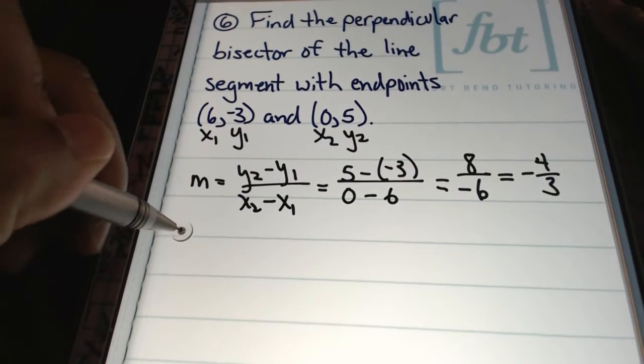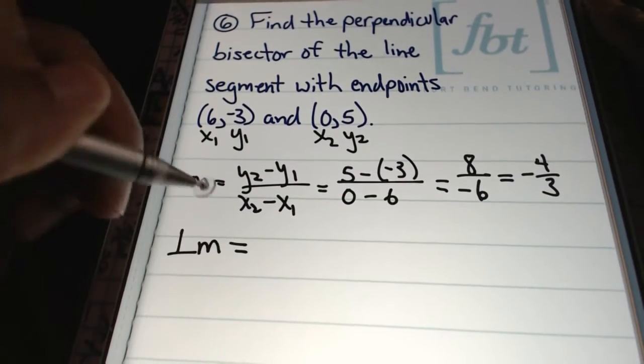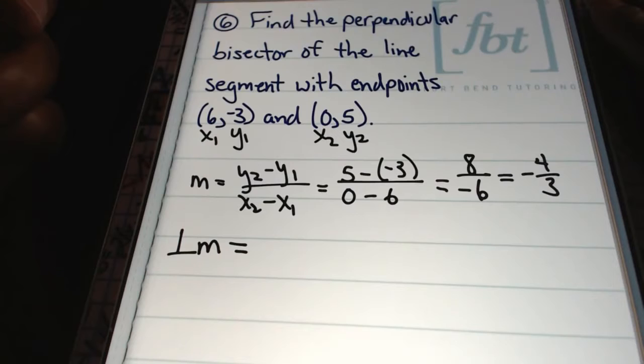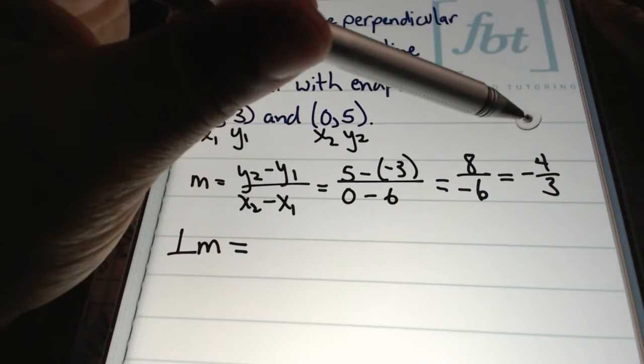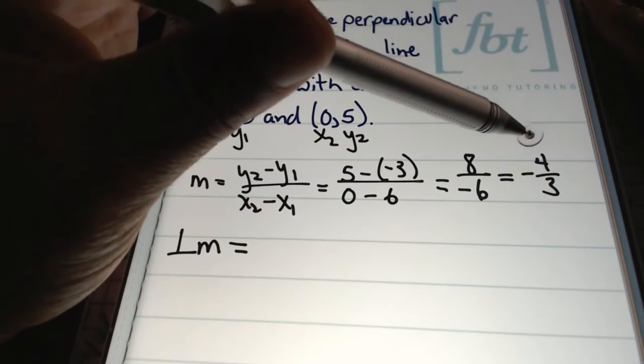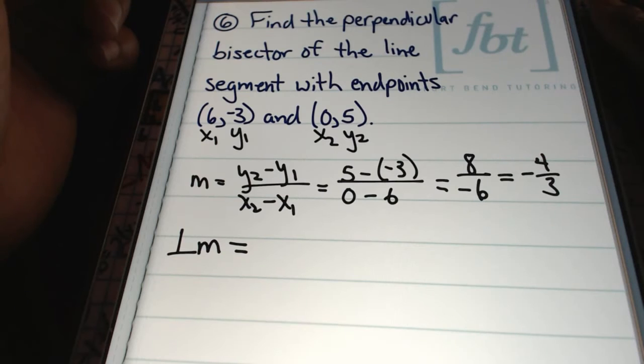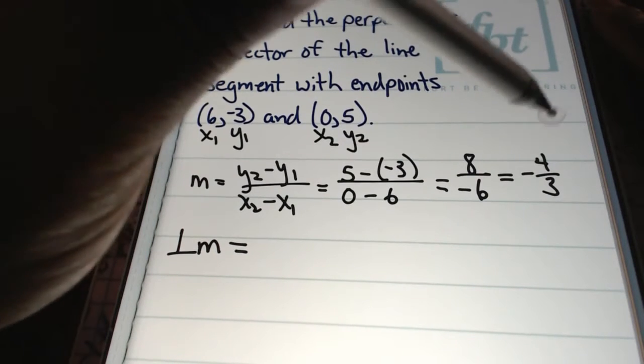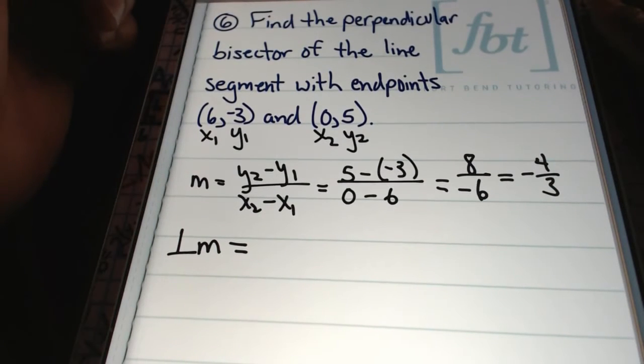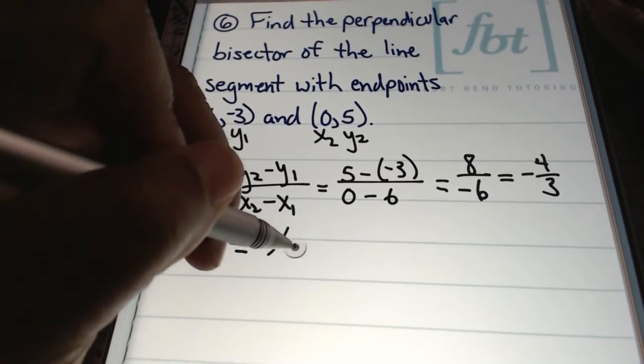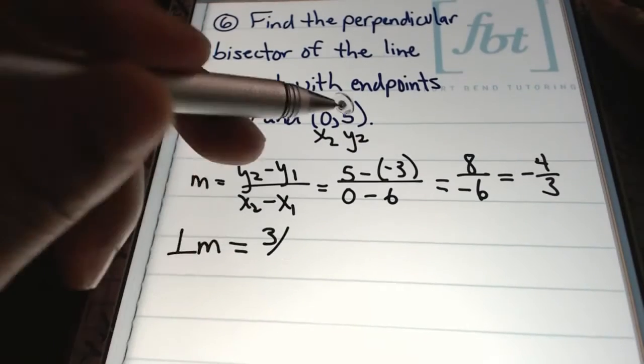However, a perpendicular line slope to this is going to be the opposite reciprocal. That means we need to change the sign and flip the slope that we just solved for. Because in order to find the perpendicular bisector, you need to find the slope of the given points and then find their opposite reciprocals. So that means we end up with 3/4 for the slope that we'll be using.